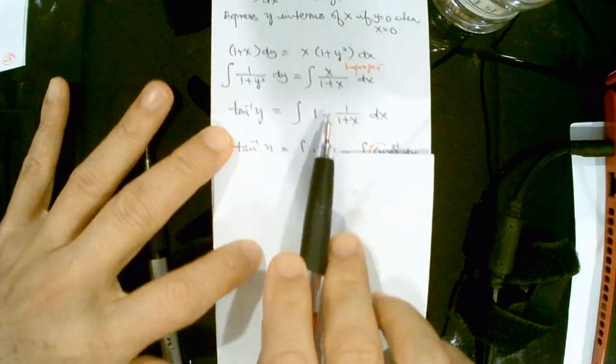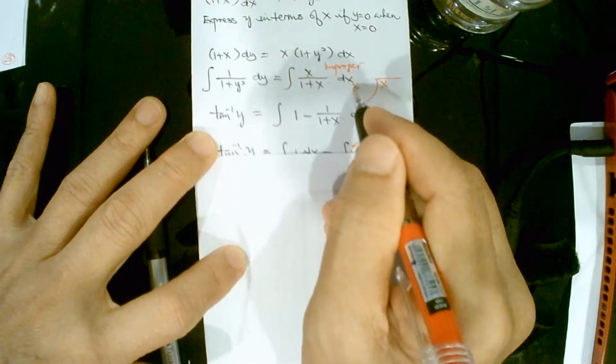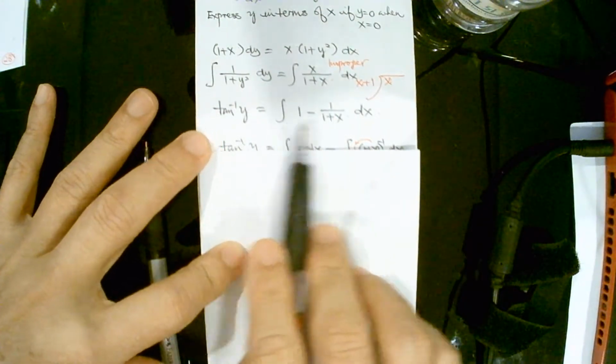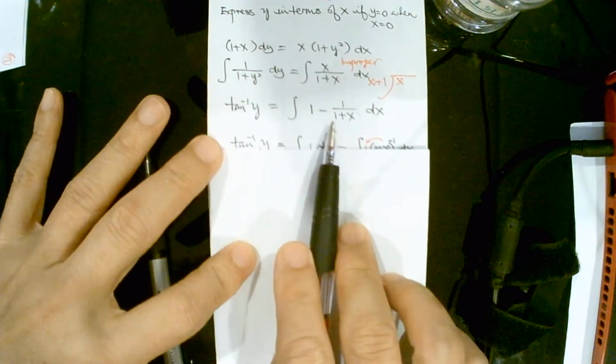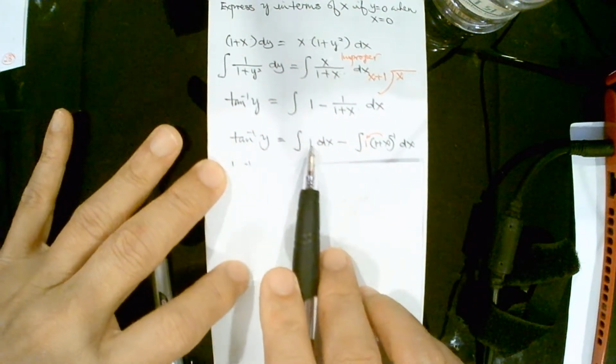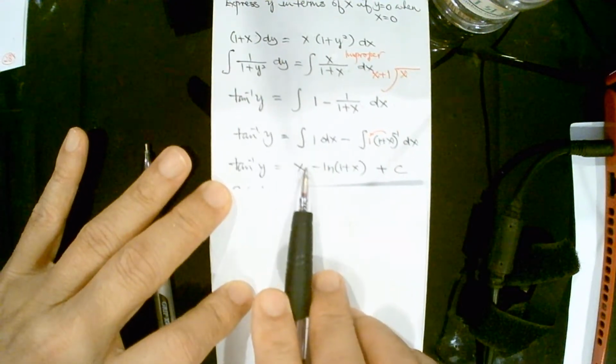Because this is an improper fraction, we have to change it to a proper one. How to change it to a proper one? Actually, we can use long division like that. But here I show you straight away how I get it. I am using long division, and then when you integrate the 1, you will get x, and then you integrate this, you get arctangent x.